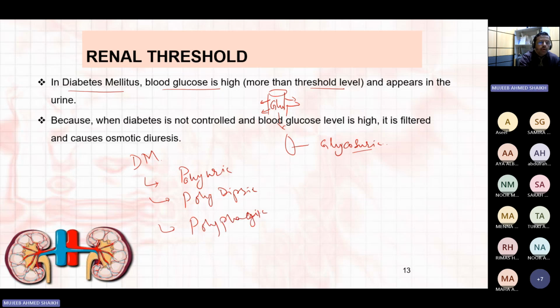Okay. Why polyuria? Why is there excessive urine in diabetes mellitus? What is the reason?